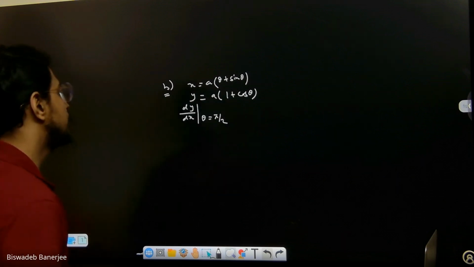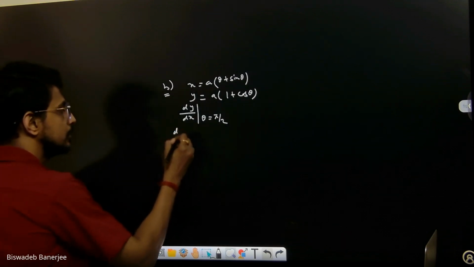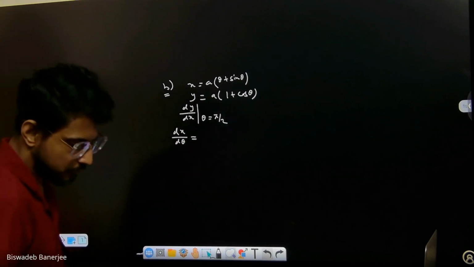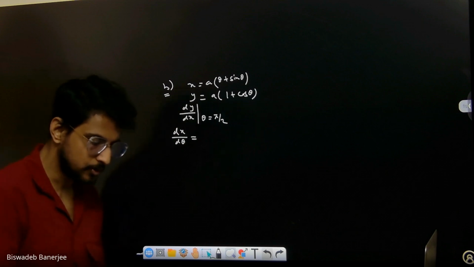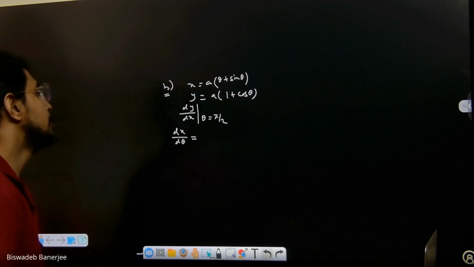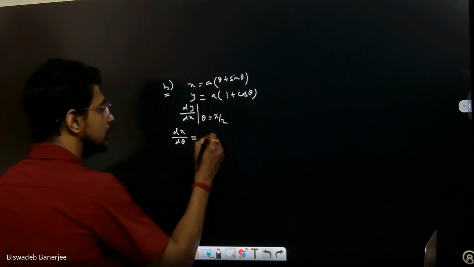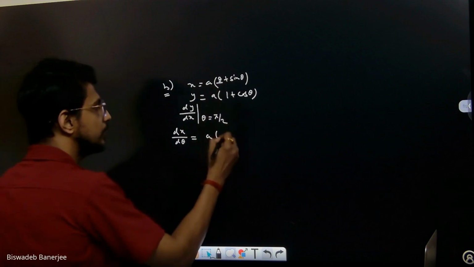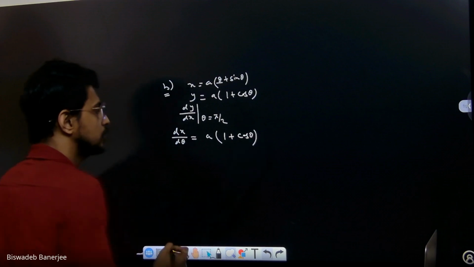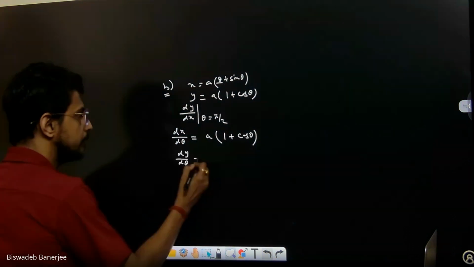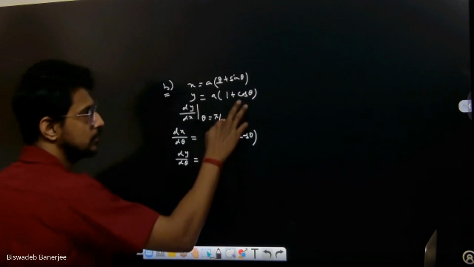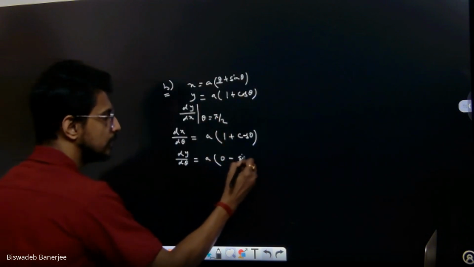So how can we solve this question? At first, we shall find dx by d theta. Yes, x equals this, y equals this. So dx by d theta is very easy: a into derivative of theta, which is 1, plus derivative of sine theta, which is cos theta. For y, a remains constant, the derivative of 1 is 0, and the derivative of cos theta is minus sine theta.